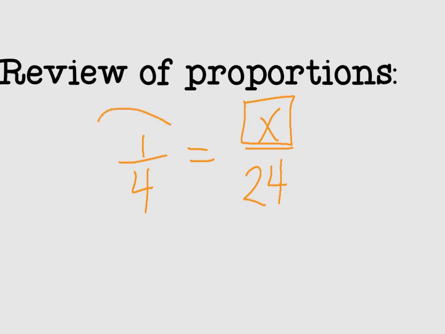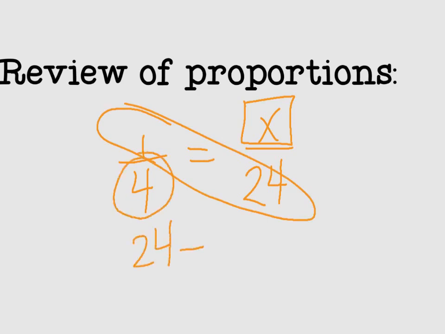Now, review of proportions. If I have a proportion and I'm setting it up and I'm missing a value. So if I have 1/4 is equal to something over 24, and I don't know what this is, or this is what I'm looking for. Remember how to solve this with the baseball bat method, where you cross multiply. 24 times 1 is 24. Divide by what's left. Well, what's 24 divided by 4? It's 6. So x equals 6.